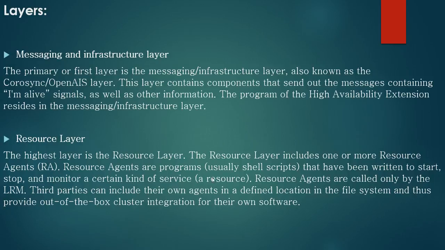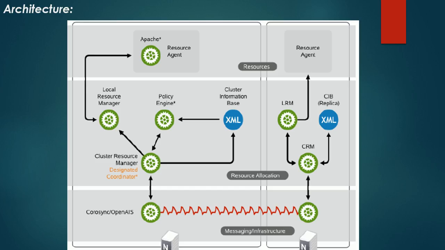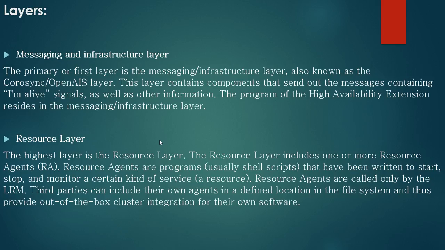Now, resource agents are called only by the LRM. So what does this mean? In this slide, the resource agent only talks to the LRM. It doesn't talk to any other components, like the policy engine or the cluster resource manager. It only communicates with the local resource manager. Whatever the local resource manager commands it to do, it will do, right? So this is what it says.